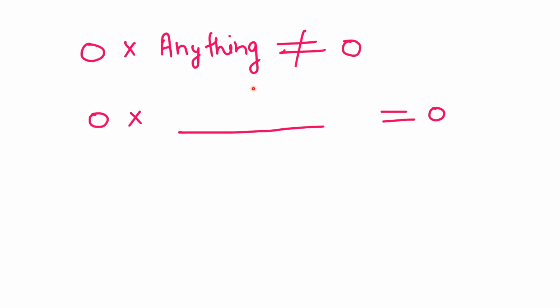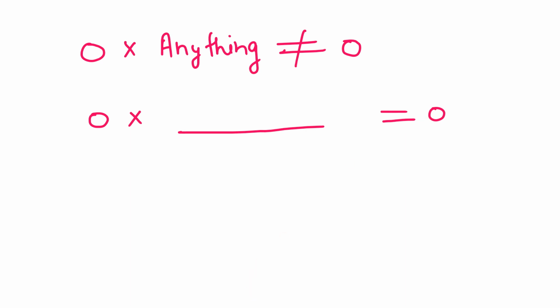Hello everyone, in this video I show you that 0 multiplied by anything is not equal to 0. Most students are perplexed about how this is possible. So later on I give you some examples in which you can clearly see that 0 multiplied by anything is not equal to 0. The thing is, what I think is that 0 multiplied by what is equal to 0.